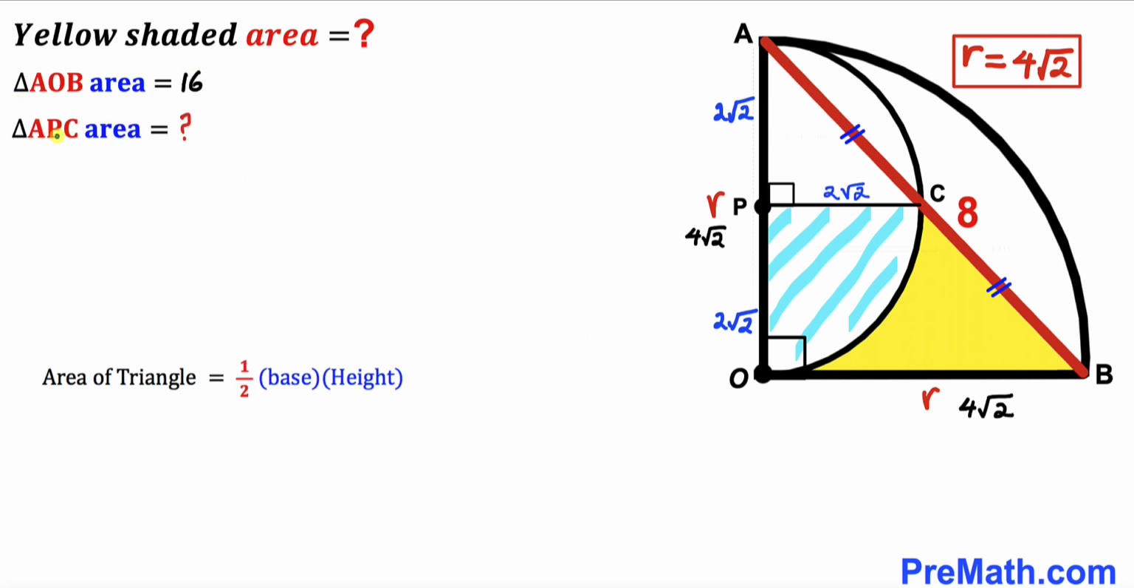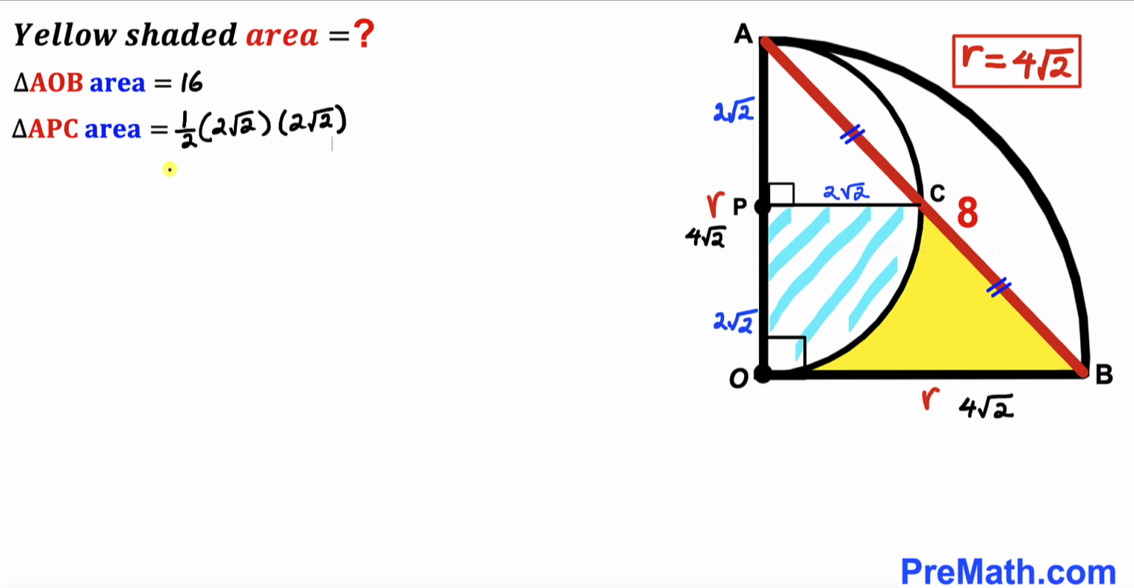Now we are going to calculate the area of the other triangle APC, using the very same area of a triangle formula. In our case, the base of this triangle is 2 times square root of 2, and the height is 2 times square root of 2 as well. So the area of triangle APC is a half times 2 times square root of 2 times 2 times square root of 2. If we simplify everything on the right hand side, this turns out to be 4 square units.